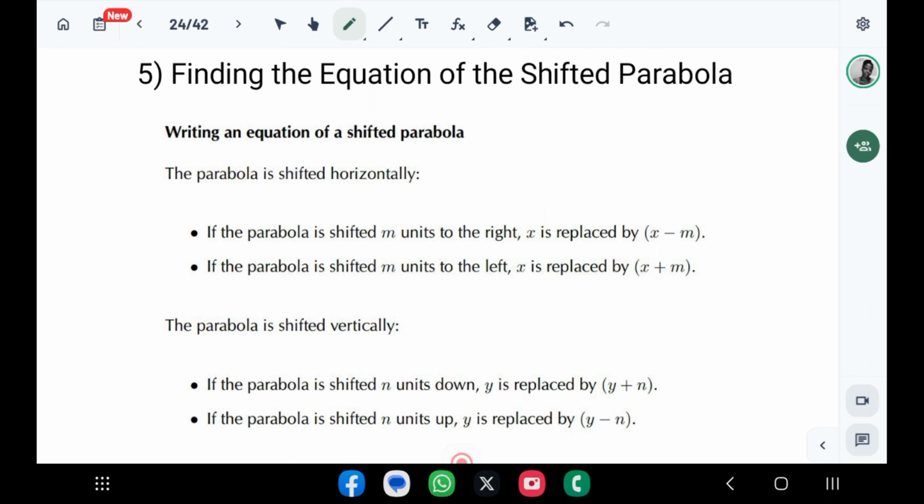Now let's look at finding the equation of a shifted parabola. Basically, this parabola is shifted horizontally, that means to the left and right. If it's to the left, you add m. If it's to the right, you minus m. If the parabola is shifted vertically, up and down, up means you plus n, and down means you minus n.